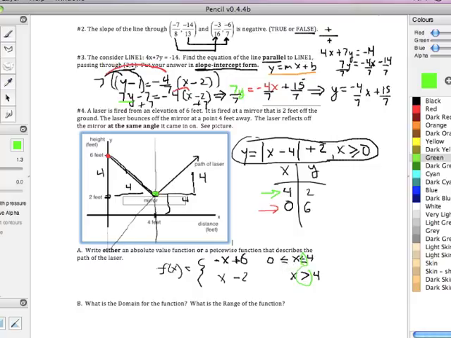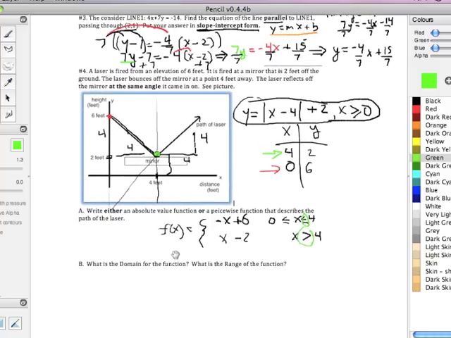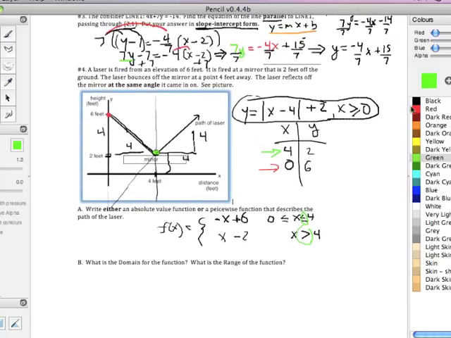Okay, what's the domain of the function? All right, got a couple more seconds here. What's the domain? Let's go to blue. The domain is all reals x greater than or equal to 0. Right? Those are all the x's that can go into this function.